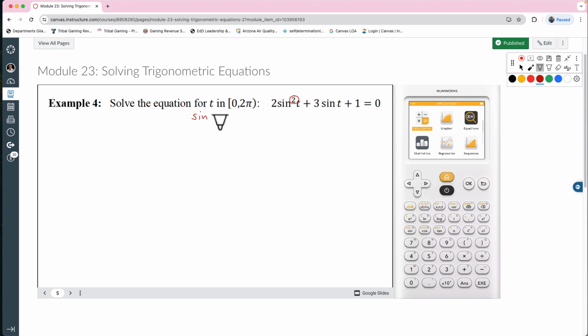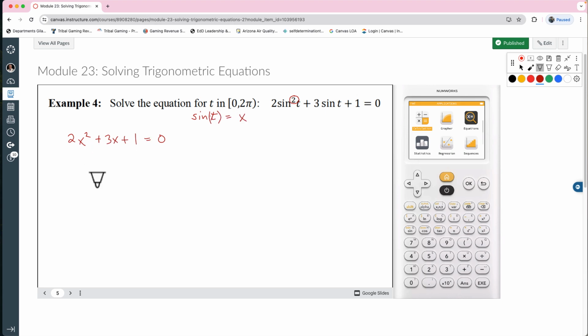We'll say that sine x, or sine t, sorry, we'll call that x. Okay, so we make a substitution. Let's use x because then it'll look a little easier. Sine t squared, so 2x squared plus 3x plus 1. We're going to solve this for x, and then we will back substitute, because x is not really what we wanted. We really wanted sine of t.